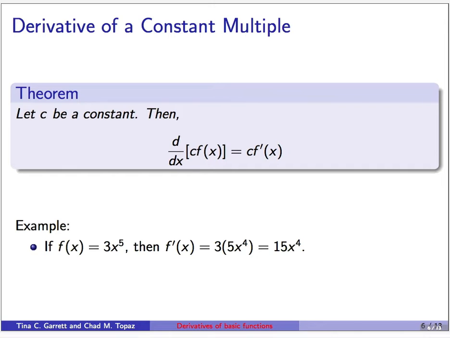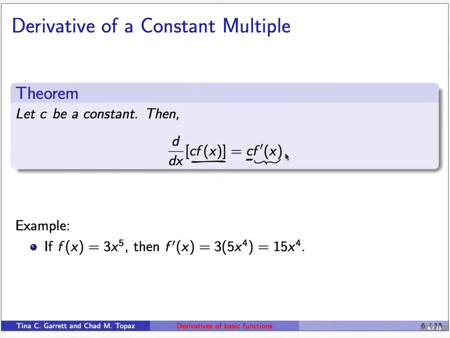Okay, now we want to start putting some of these rules together with other rules, and one of those things we can do is use the derivative of a constant multiple. If you have a function that you want to find a derivative of, and that function happens to be a constant times some function you know, the rule says you can just pull the constant out, compute the derivative of the function as you would before, and then put that constant back in front of the derivative.